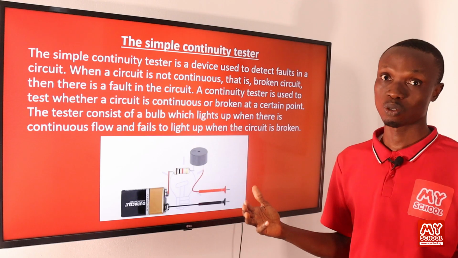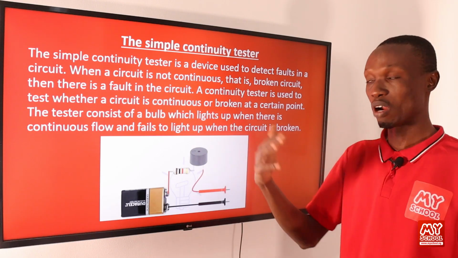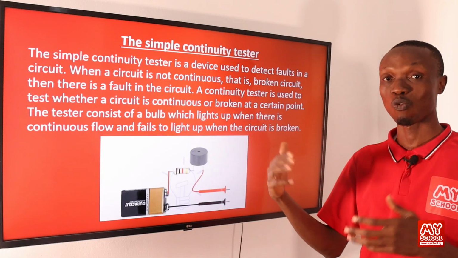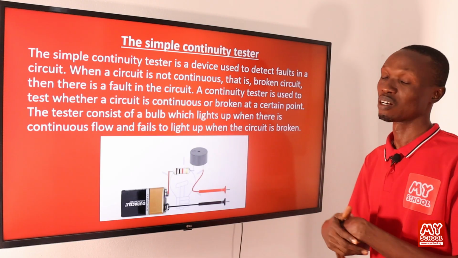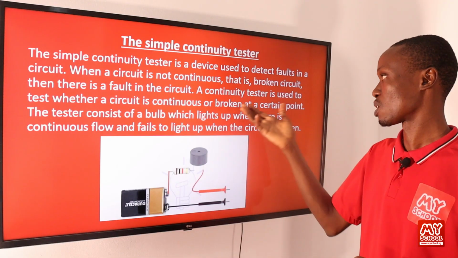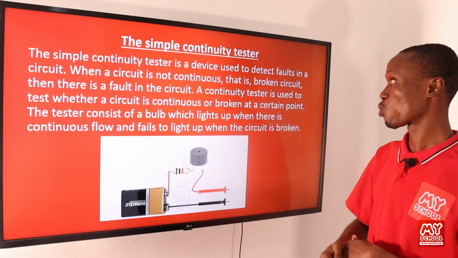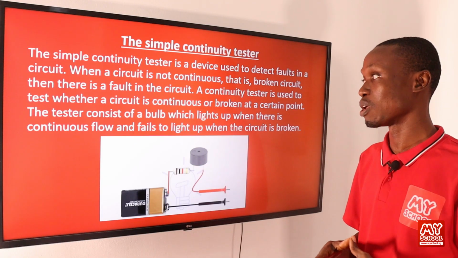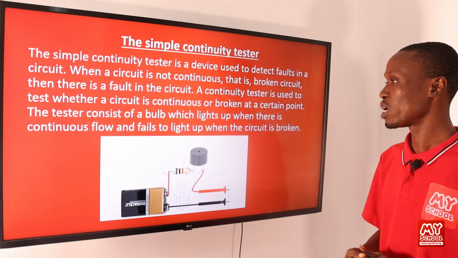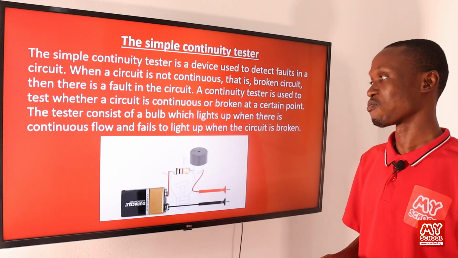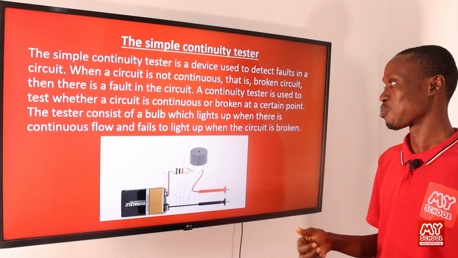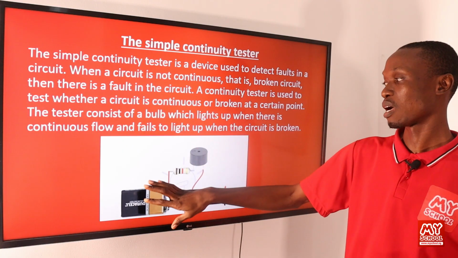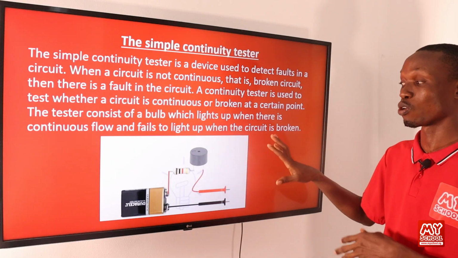When we say continuous, basically we are saying that there is flow of current. But when we say broken, we are saying that there is no flow of current. In that case, we can even say the circuit is open. That is what we mean by a broken circuit, broken at a certain point. The tester consists of a bulb which lights up when there is continuous flow and fails to light up when the circuit is broken. This is just a homemade simple continuity tester.